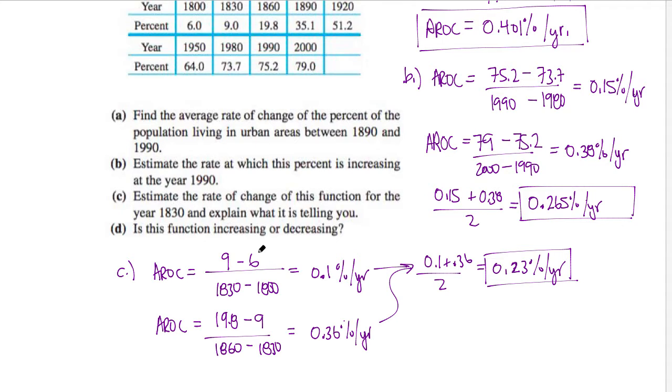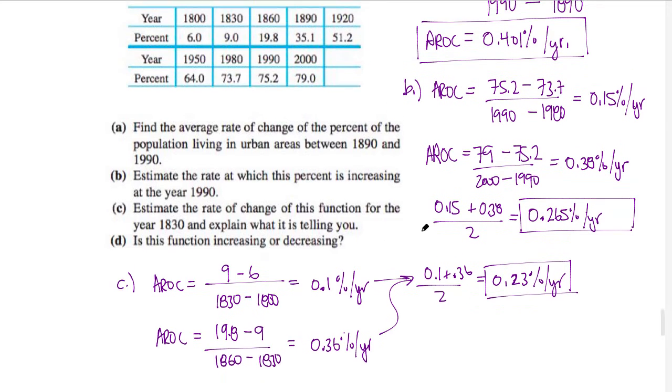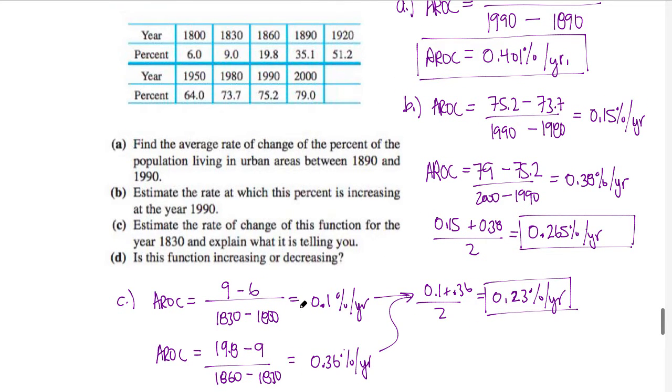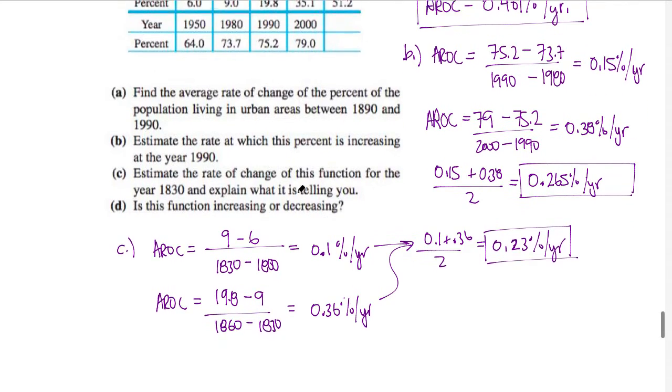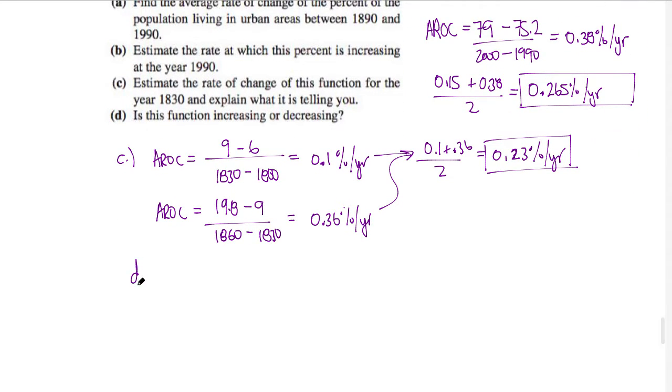Now D says, is this function increasing or decreasing? So keep in mind the phrasing here. Is the function increasing or decreasing? What is the function? The function is percent of population as a function of year. So if I look at this percent over time, it is increasing. So this function is increasing.